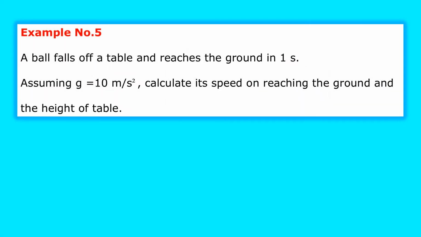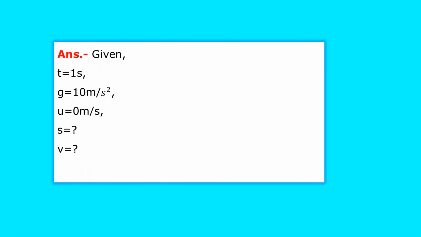Now example number 5. A ball falls off a table and reaches the ground in 1 second. Assuming g is equal to 10 meter per second square, calculate its speed on reaching the ground and the height of the table. Now let us first write the given things. Time t = 1 second, g = 10 meter per second square, u = 0 meter per second, s = ?, means distance is unknown, and v, that is final velocity, we also have to find out. Now let us see how to solve.